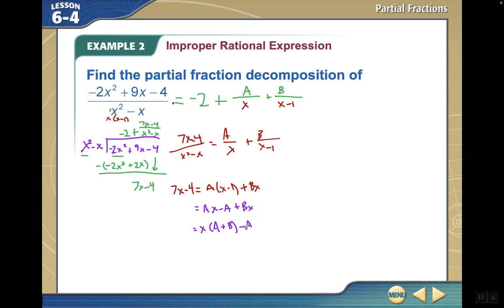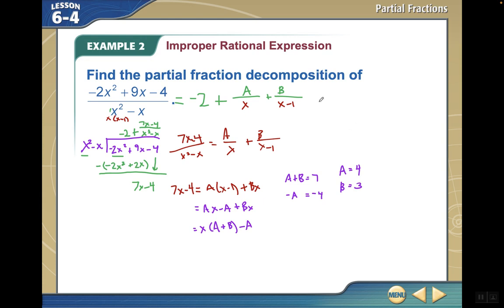Now I'm going to set it up like I did with the other one. What's multiplied to x is equal to what's multiplied to x here. So we have A plus B equals 7, and then negative A equals negative 4. Well, that's nice. If negative A equals negative 4, that means A equals 4. And B would have to be 3 then, because 3 plus 4 is 7.